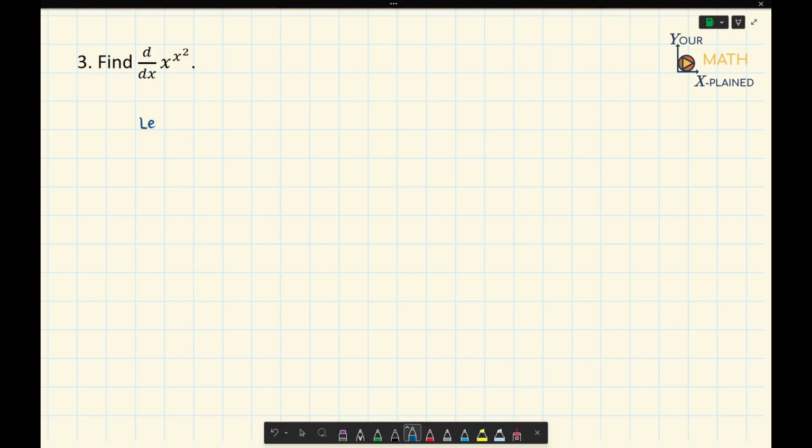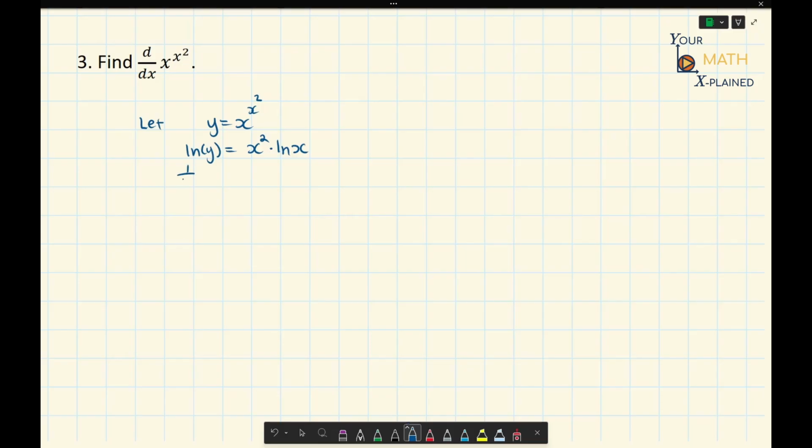So we're going to let y be equal to x to the power of x squared. And then we're going to take the natural log of both sides. So we get ln of y is equal to x squared times ln of x. Next, we're going to take the derivative with respect to x on both sides of this equation.